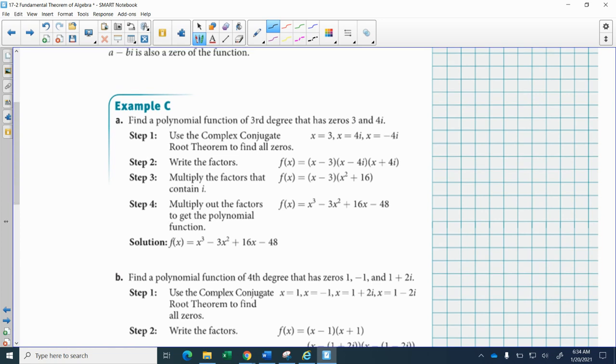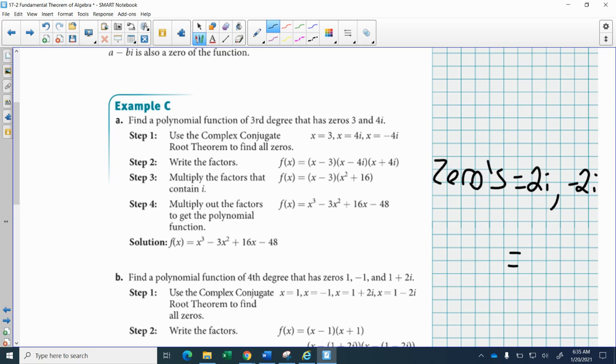Well, one of the things you have to understand is that there's a fundamental theorem in algebra that basically states that if you have one value of an imaginary number, then you need the other. For example, let's say one of the zeros is 2i, okay? Well, because 2i is an answer, you can automatically assume that negative 2i is also an answer to that problem.